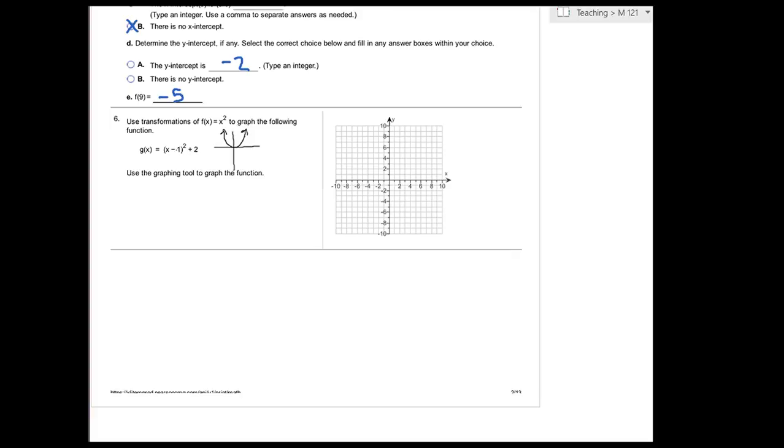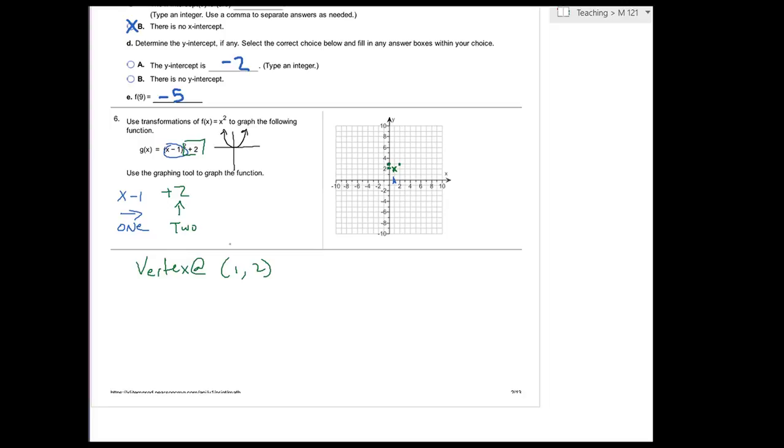To graph this function, x minus 1 quantity squared, then plus 2. So x minus 1 means we're going to go to the right 1. So to the right 1, there's that. And then plus 2 means we're going to go up 2. So 1, 2, there's up 2, and there's that new vertex there. 1, 2. Great. And then we go up 1, over 1 right here. That points on it. 2, 3 is there. And then we're going to mirror that over here. So we'll be at 0, 2.